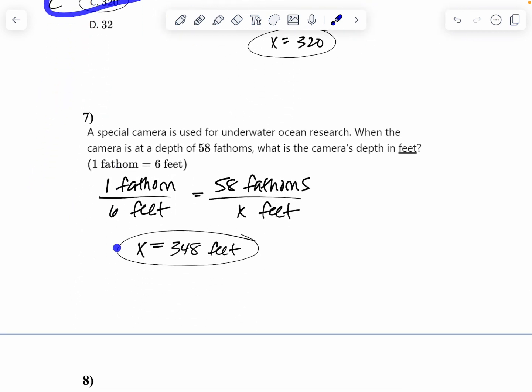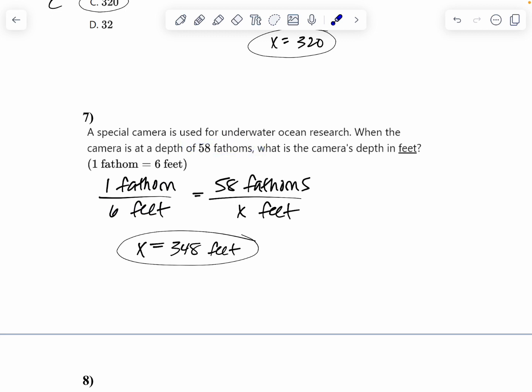There's a cross multiplication proportion question. We've got a camera, and it has a depth of 58 fathoms. What's the depth in feet? And I have a proportion or a scale that I'm given. I don't know what a fathom is, but allegedly it is 6 feet. Okay, cool. So I'm putting 1 fathom over 6 feet. And in this case, I've got 58 on this side.